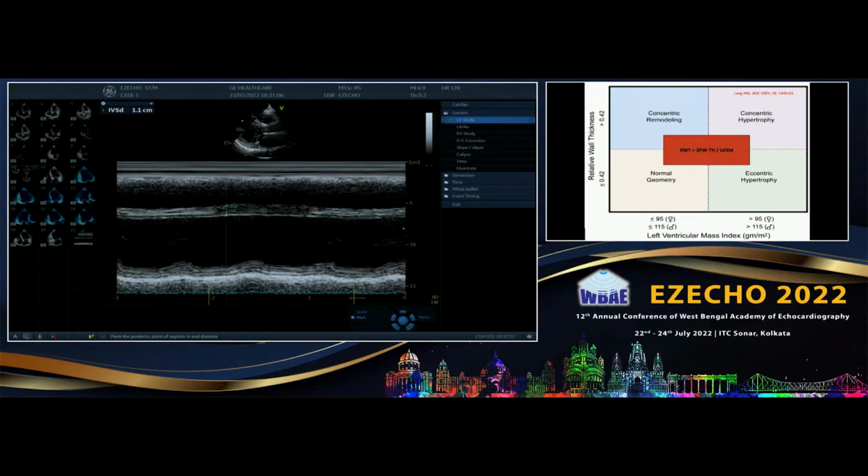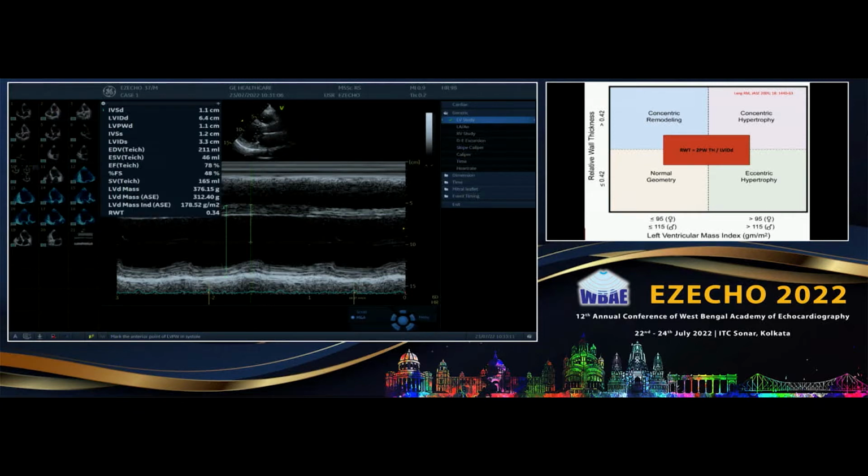And on the y-axis you have the relative wall thickness ratio, less than 0.42 and above 0.42. Actually, I said it the other way around, because of the 2 colors. That is, the posterior wall thickness is the numerator and the denominator is the internal diameter. That was my mistake.